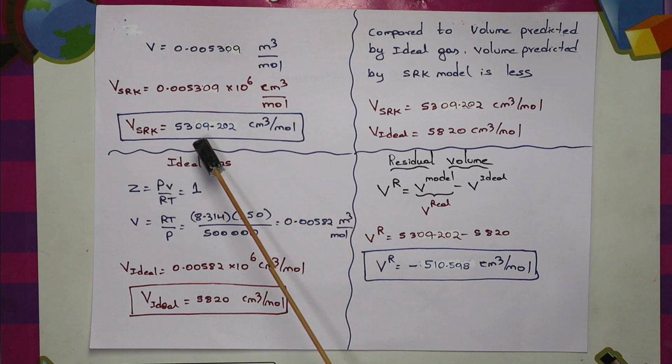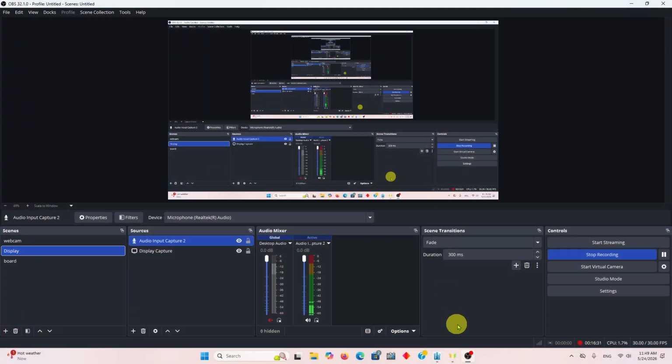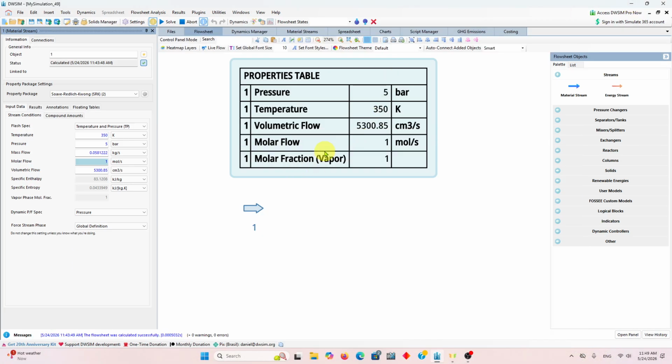Now you can verify how close we have got. Let us check. The SRK value is 5300, and through the hand calculations we have got a very close value, 5309, the molar volume of n-butane. Let us compare with the ideal gas. If you take the ideal gas value, it is close to 5800.19 centimeter cube per mole.